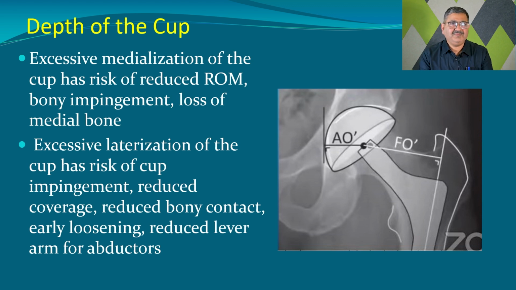The second parameter is the depth of the cup. Excessive medialization of the cup has a high risk of reduced range of movement, bony impingement, and loss of medial bone. Excessive lateralization of the cup has a high risk of cup impingement, reduced coverage, reduced bony contact, and early loosening. It also reduces the lever arm of the abductors.